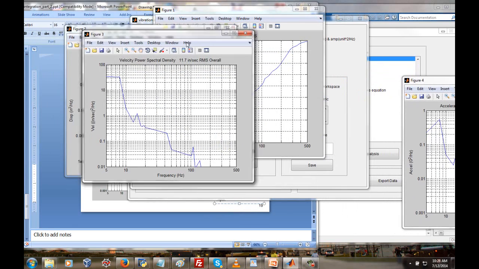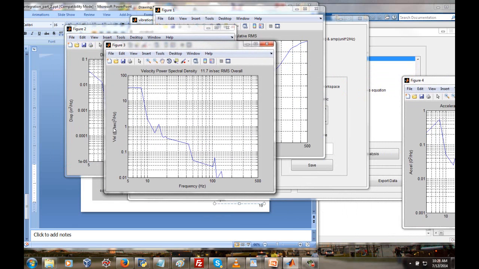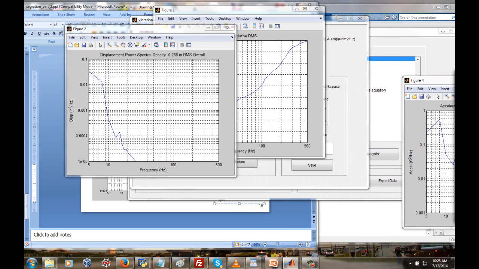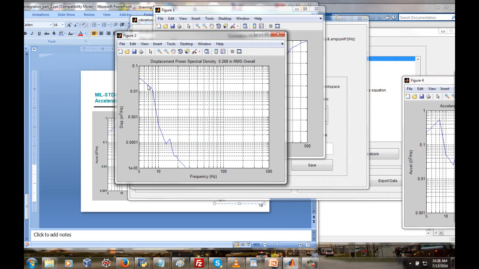Here's our corresponding velocity, inches per second squared per hertz versus frequency in hertz, with its overall level. You can see this is emphasizing the lower frequencies more and tapering off the high frequency effects. Then we go to displacement, and we get even more of an emphasis of the low frequency energy and even more of the high frequency energy being cut off. So this is displacement PSD, inches squared per hertz versus frequency in hertz. Then here's the overall level.